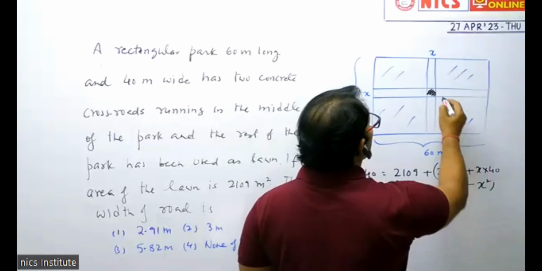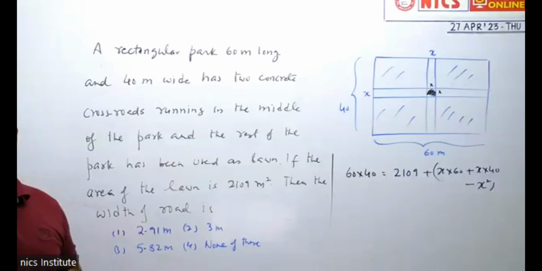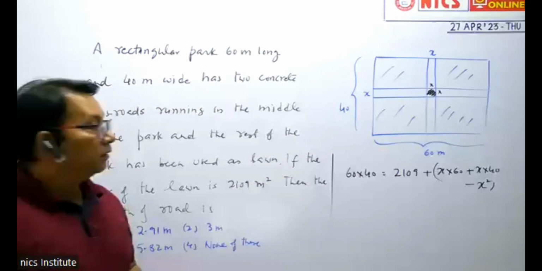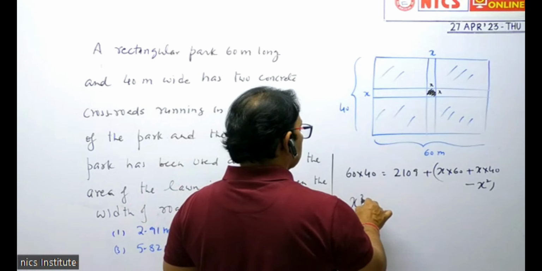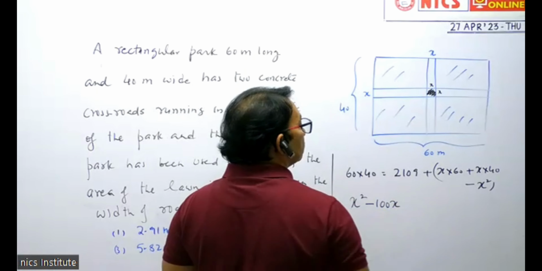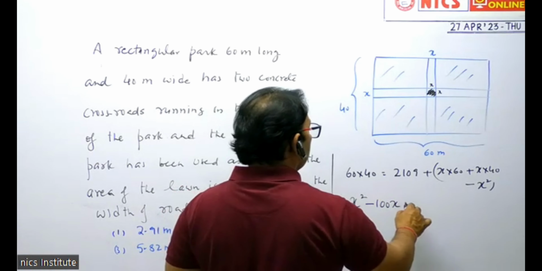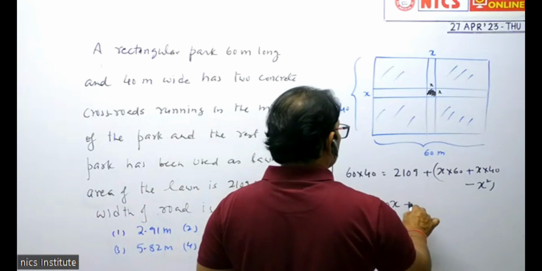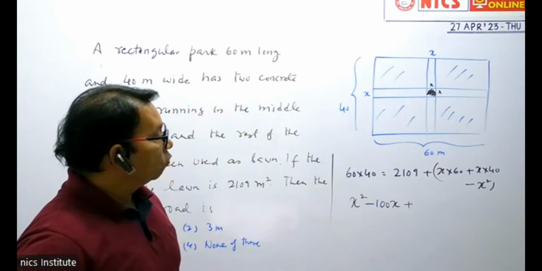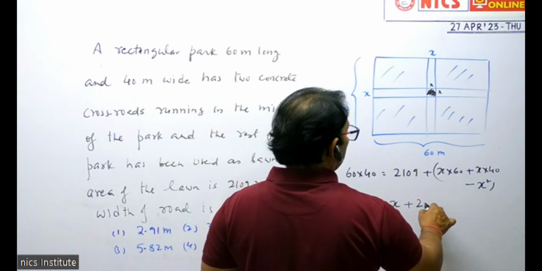So this would be x squared. This is x, this is also x. And then you can get the answer. Yes, Aradhya, answer is correct. So it will be a quadratic, x squared minus 100x. And what is this value coming out to be? 2400 minus 2109. What is that? 291.